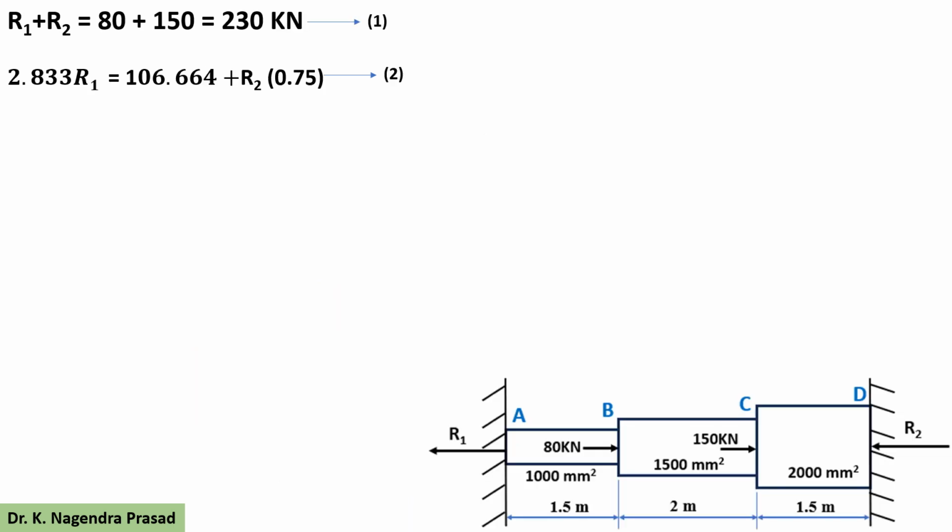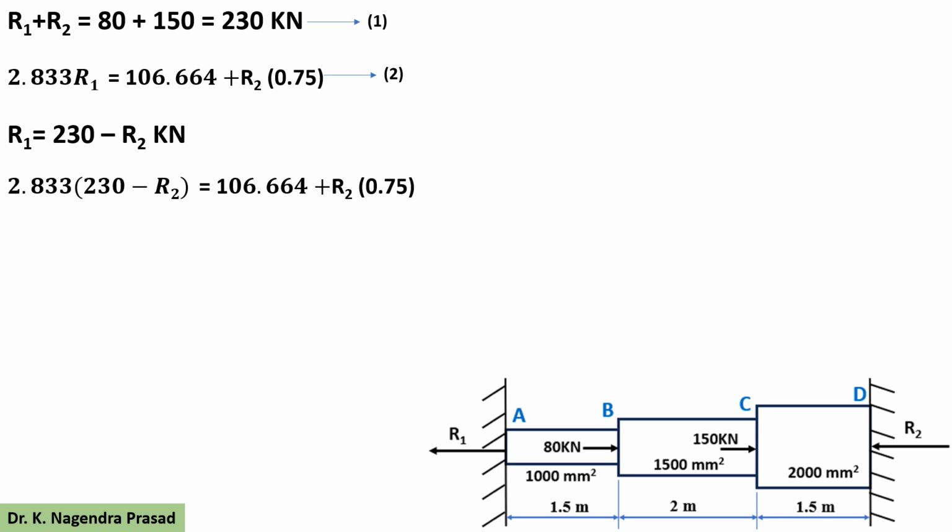Now we will solve equations 1 and 2. We will get the R1 and R2 values. From equation 1, we can write R1 equal to 230 minus R2 kilonewtons. Then substitute this R1 value in equation 2. Then equation 2 will become 2.833 into (230 minus R2) equal to 106.664 plus R2 into 0.75.